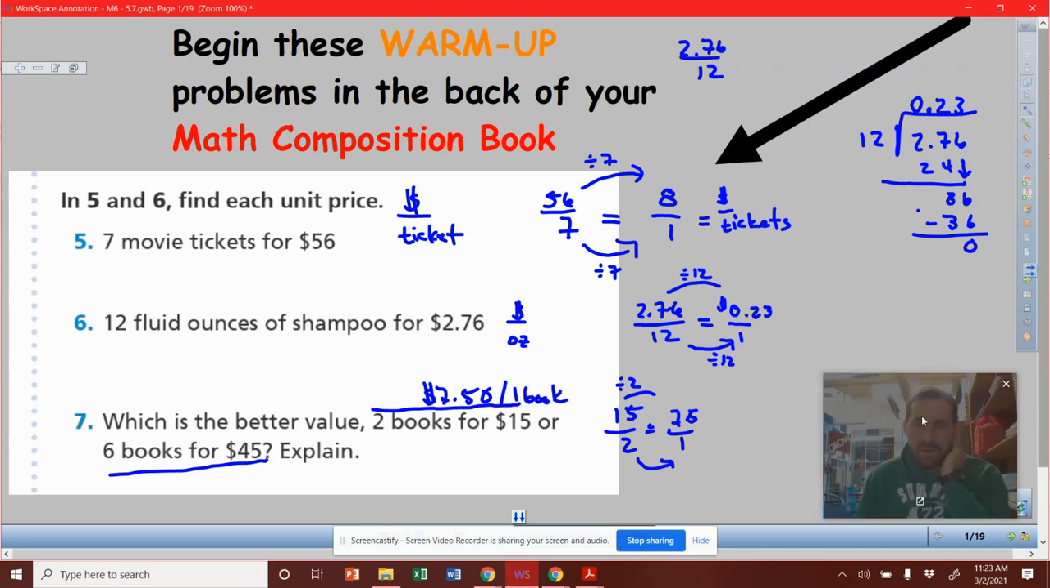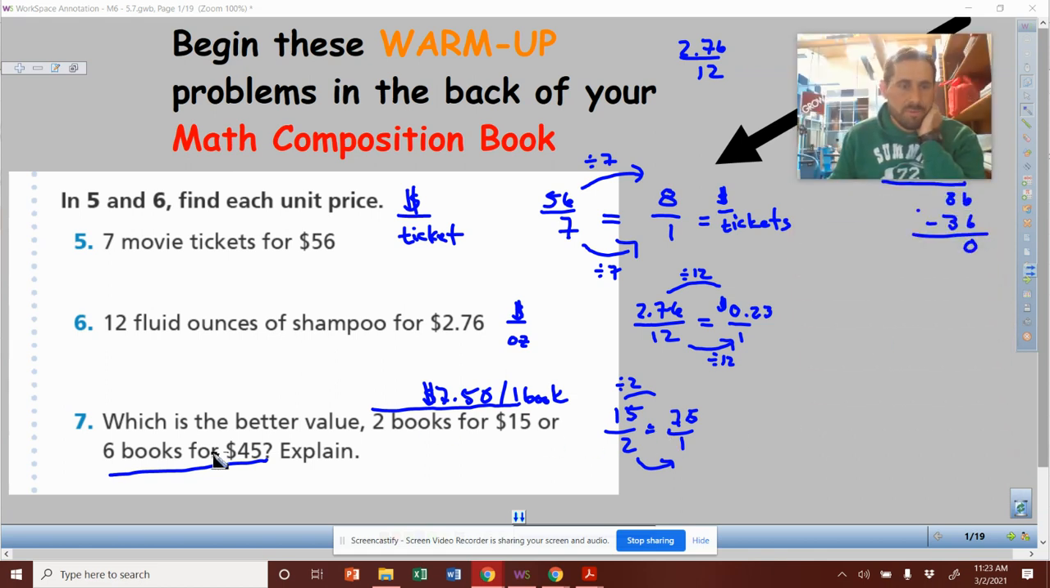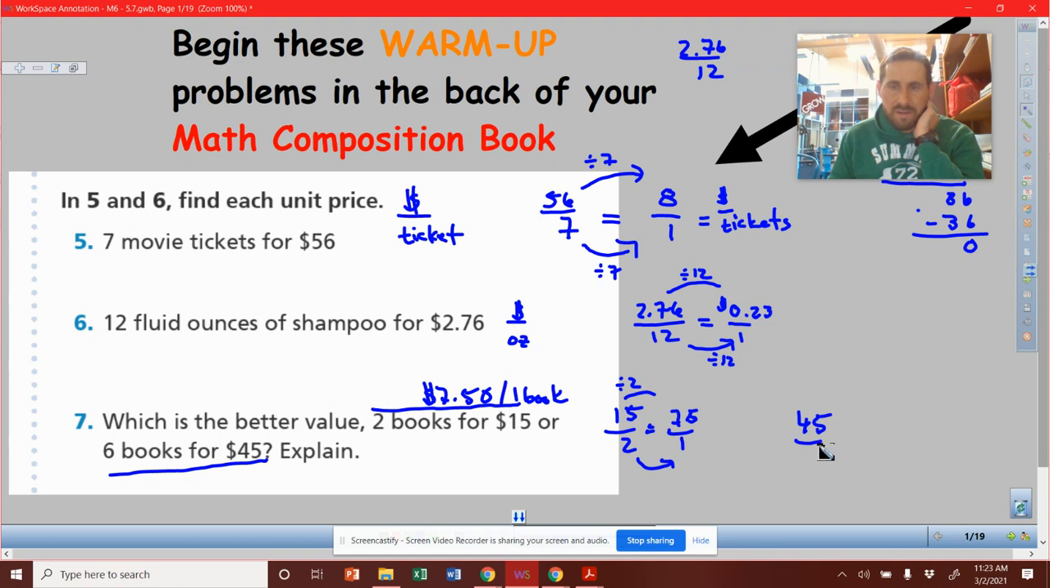So now we have to figure out what's the better deal. Well, we have to compare this one here. We've got $45 for every 6 books. So we're going to turn that 6 into 1 by dividing by 6. So up here, we're going to divide by 6. So 45 divided by 6. Let's do some long division.